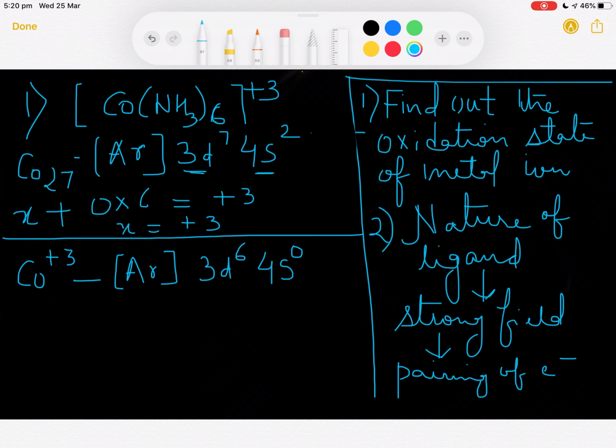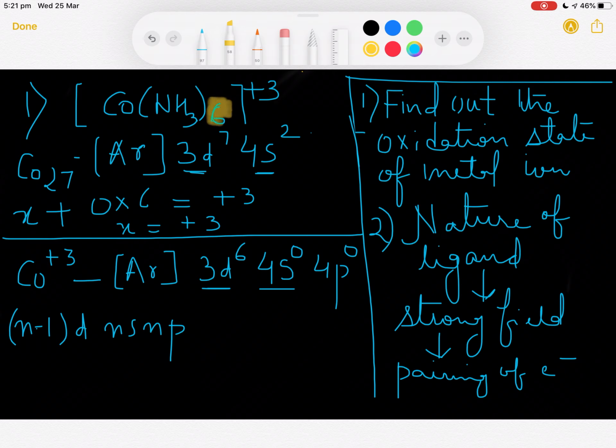Okay, now if you remember, when I was teaching you VBT, I taught you there are a set of 2 orbitals which are participating. One was (n-1)d, ns, np. So here is that series with us. So I'm going to write here also 4p0, because there are no electrons present, but I have to consider it because I need to know how many ligands I have over here. I have 6 ligands, right? So that's the reason I have to mention it like this. So I'm going to erase it. This is just for your reference.